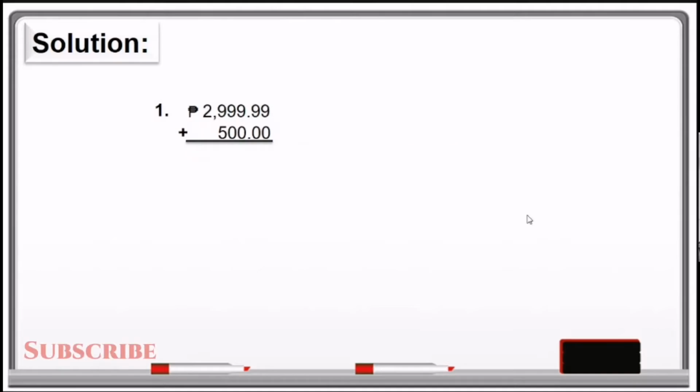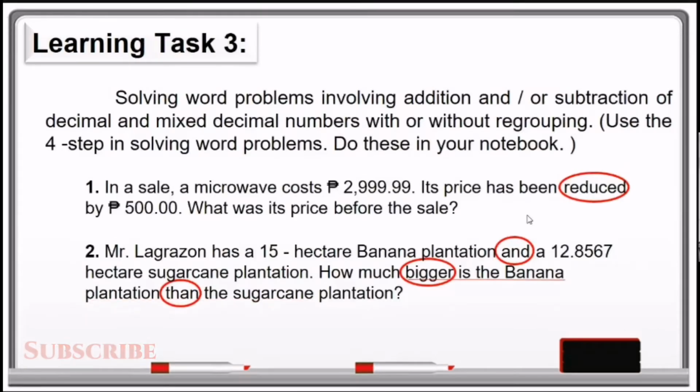Balikan natin yung problem. Ang sabi dito kasi has been reduced. Okay? Its price has been reduced by 500 pesos. Kasi nung nag-sale, nagiging 2,999.99. Pero binawasan na raw siya ng 500 pesos. What was its price before the sale?